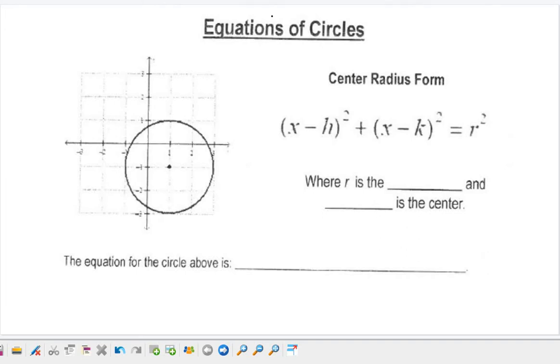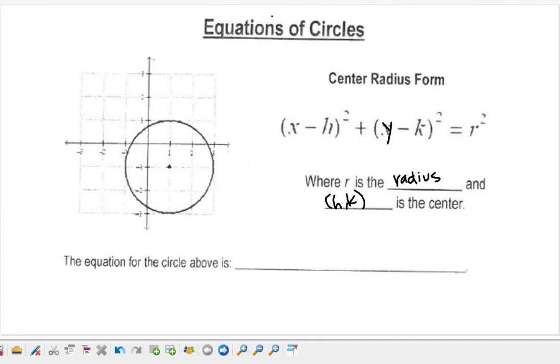Okay, so equations of circles. This is center radius form, where R is the radius of the circle, and (h, k) is the center. So notice it has the opposite sign of what's on the inside, and this should be y, not x. Okay, (h, k) is the center, and my radius is R, so not R squared, just R.